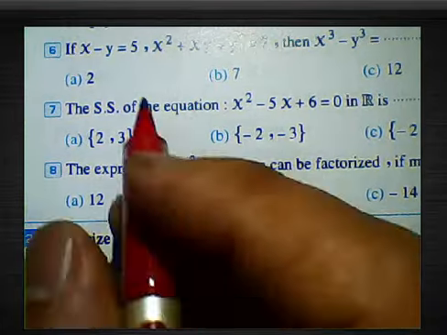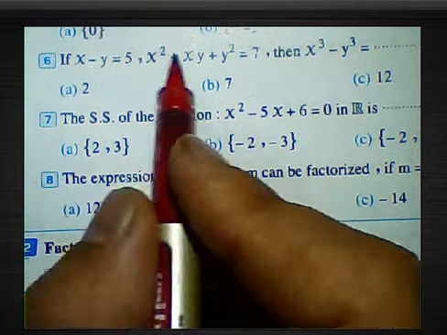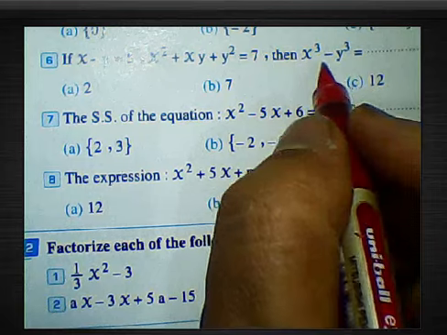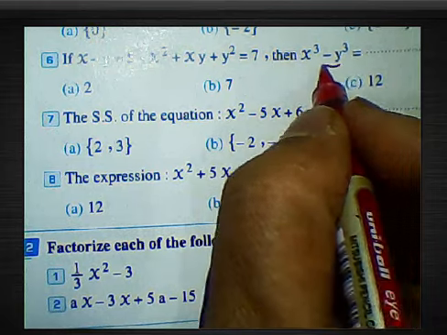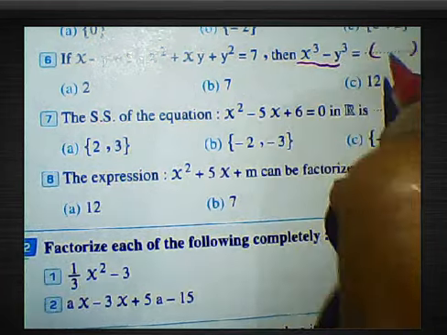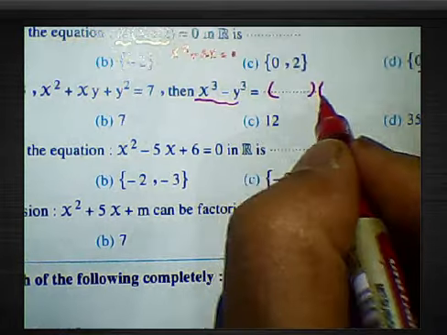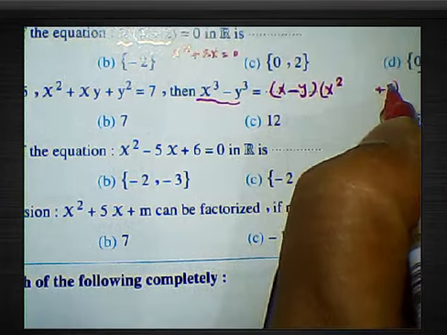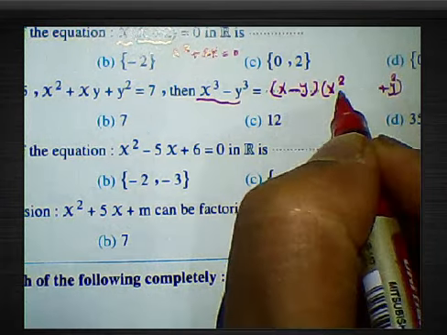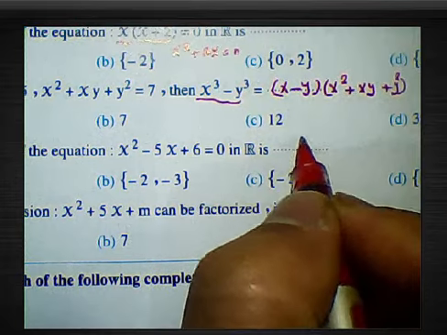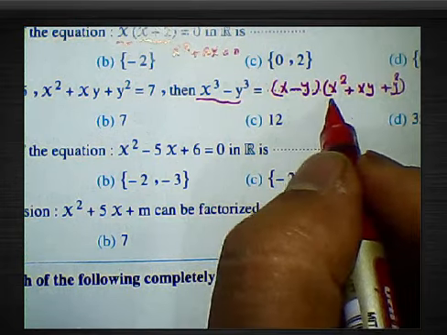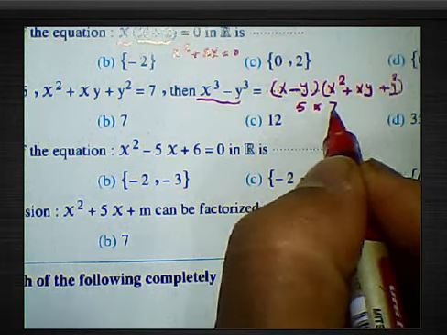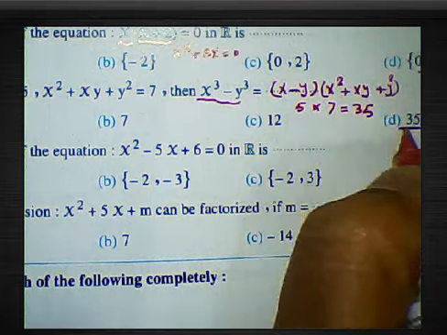Question number 6. If x minus y equals 5 and x power 2 plus x times y plus y power 2 equals 7, then x power 3 minus y power 3 equals what? We can factorize this expression by writing small brackets and greater brackets: x minus y and x power 2 plus x times y plus y power 2. The product of the result is the first, 5, multiplied by the second, 7. 5 times 7 equals 35, right? 35.